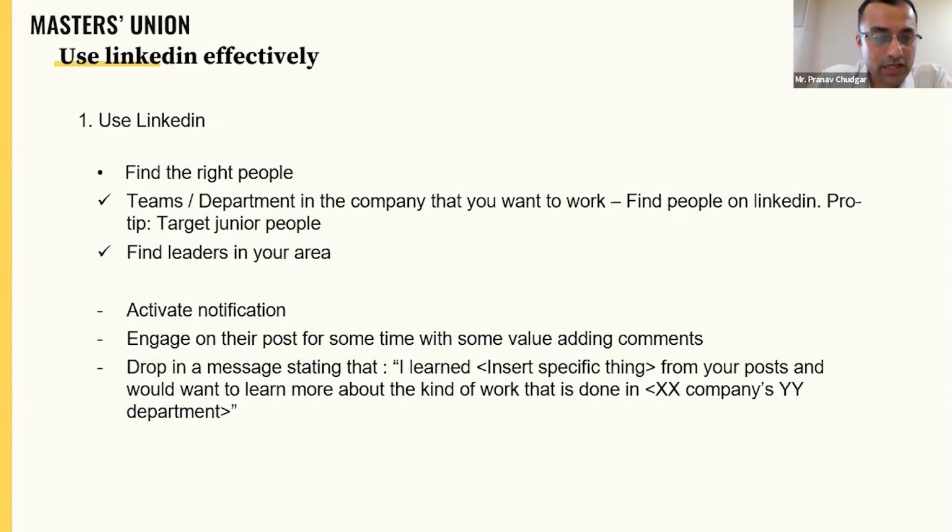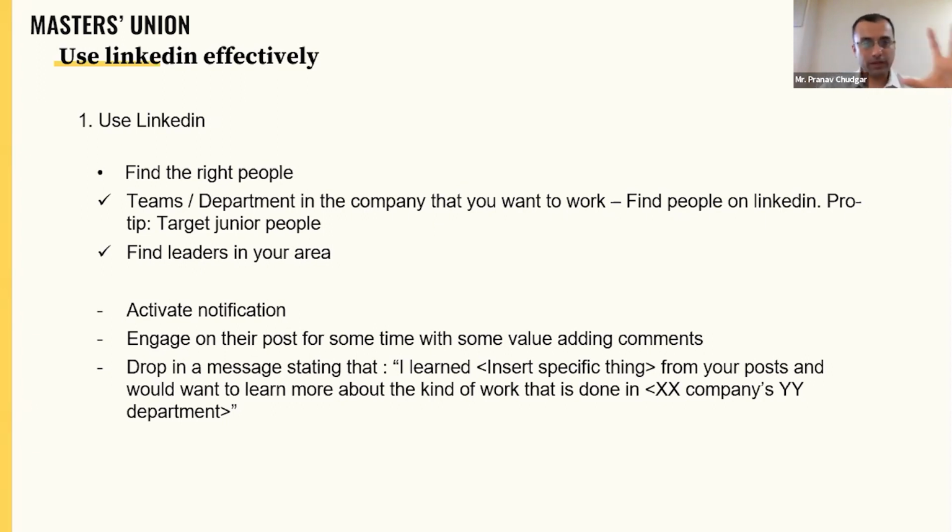The other right person would be to find senior people in your area. So make two sets of people. One is junior people who are just a few years more experienced than you. And the other is leaders who are very experienced in your area and who keep posting regularly on LinkedIn.